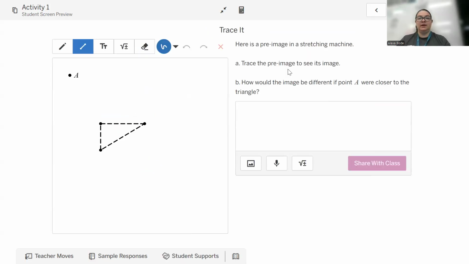Okay. Here is a pre-image in a stretching machine. Trace the pre-image to see its image. So you're going to trace this using a straight line. And how would that image be different if point A was closer to the triangle? So go ahead and trace that.